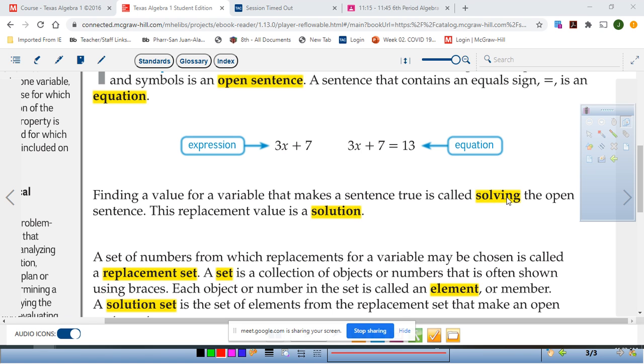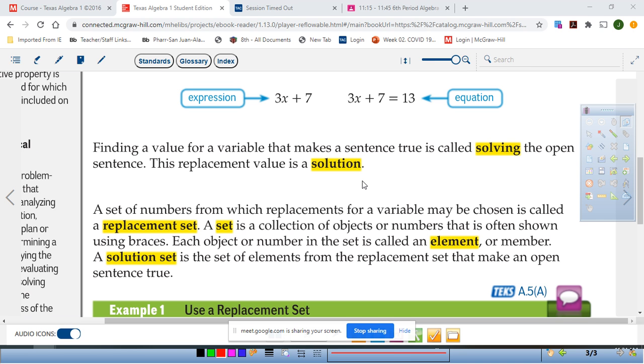So you come out here, you solve the sentence, and then when you put it in there, you find it, that's a solution. Sometimes the solutions work, sometimes they don't. We want the ones that work. We want the solution for this one that works. It gives us a 13.